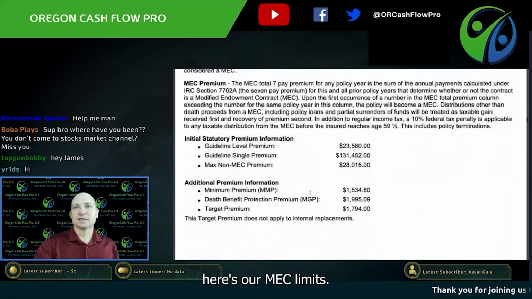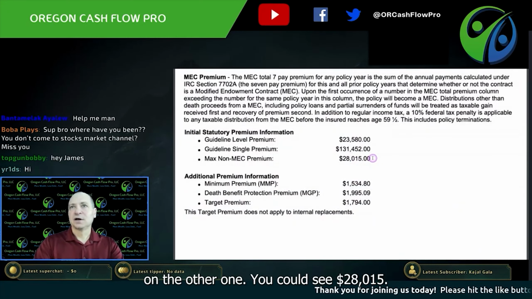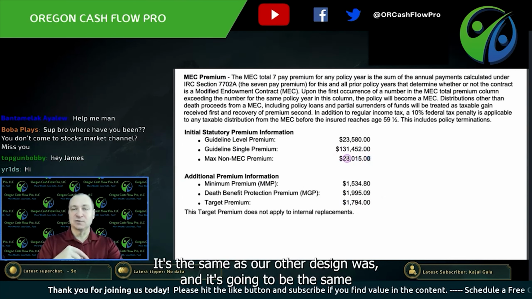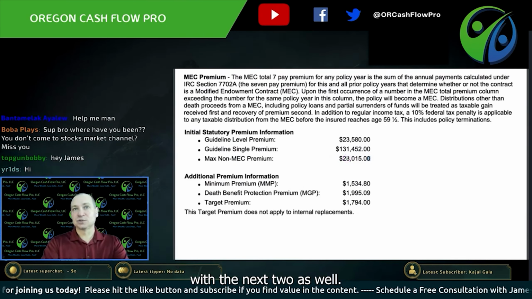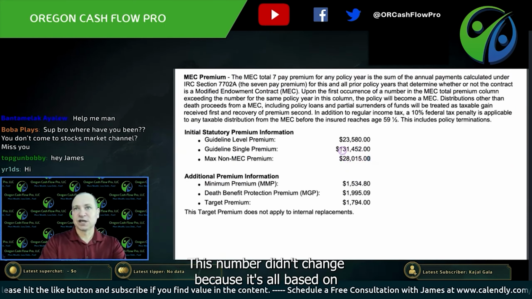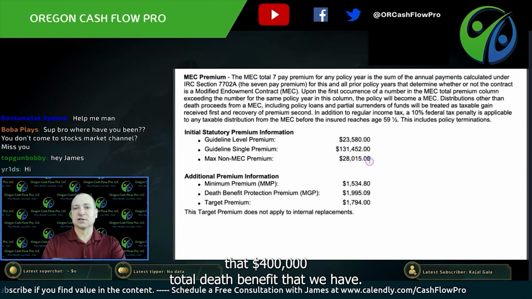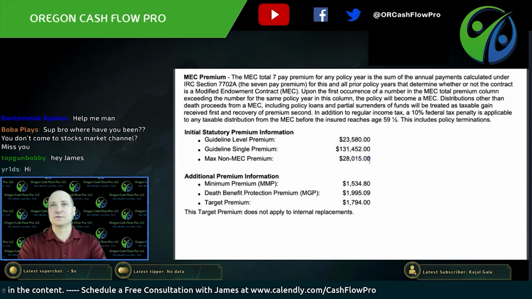Here's our MEC limits. Should have showed you this on the other one. You can see 28,015. It's the same as our other design was, and it's going to be the same with the next 2 as well. This number didn't change. It's all based on that $400,000 total death benefit that we have.